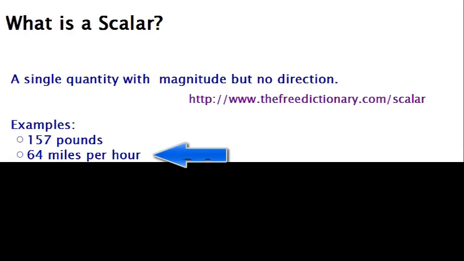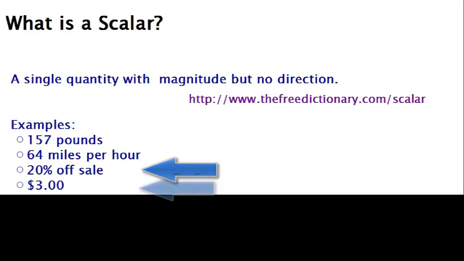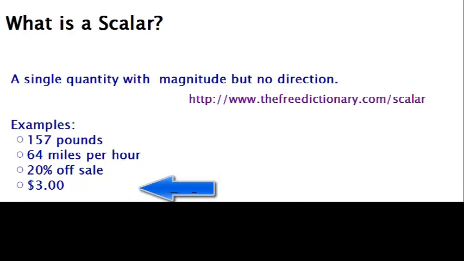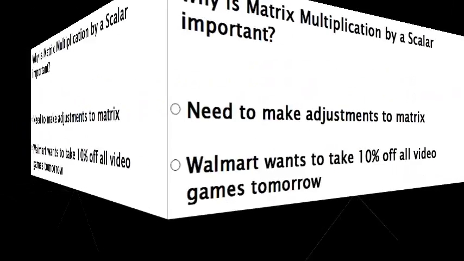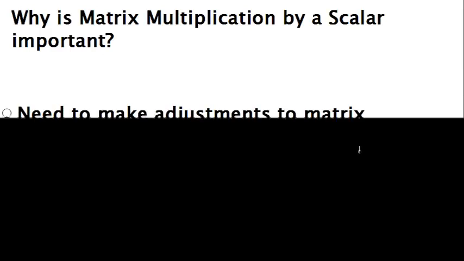The car was driving at 64 miles per hour. Penny's is having a 20% off sale. The item cost $3. All these things have quantity but no direction to them. But that's important. They're still very important even without direction. So the most important question really is, why is matrix multiplication by a scalar important in the first place?